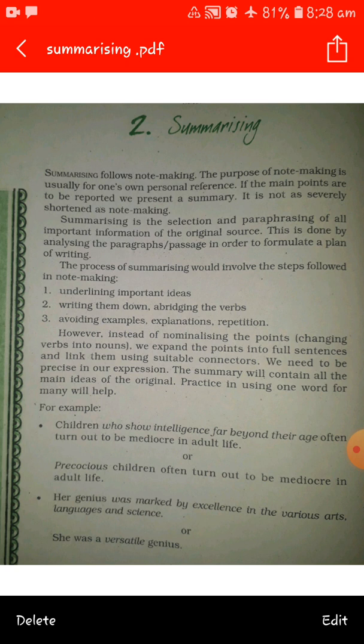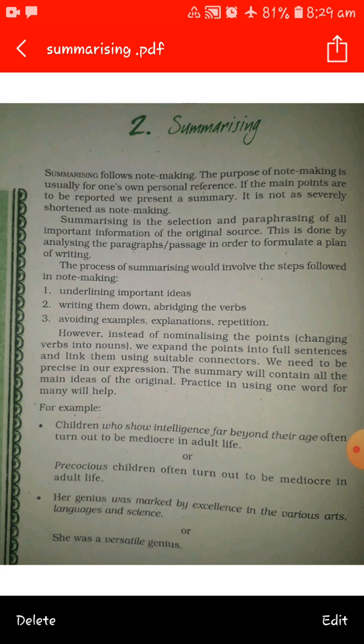We need to be precise in our expression. So whenever you are going through this process of summarizing, you have to be precise in your expression. That means you have to contract it, you have to shrink it. The summary will contain all the main ideas of the original, and whatever summary you have written after reading the passage or paragraph should be based on the original ideas, and the main ideas should be contained in that summary.